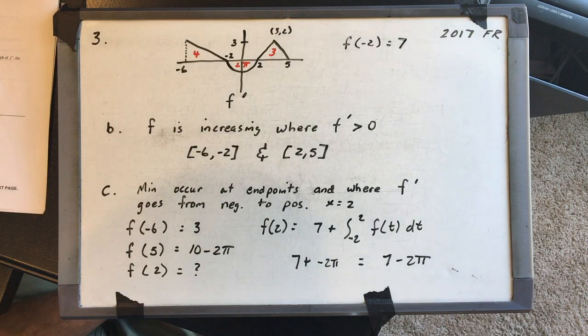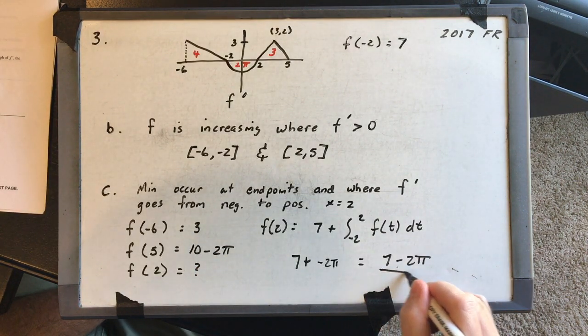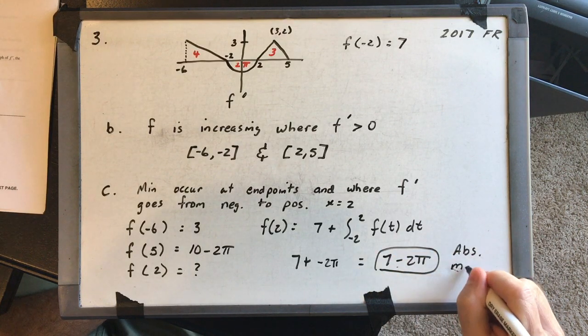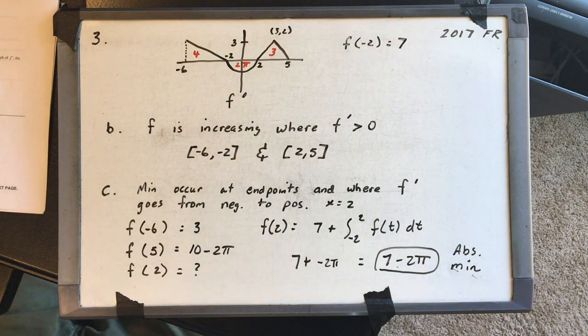So that's going to be your minimum, because 3 and 10 minus 2 pi are bigger than that number. So that is your absolute min.